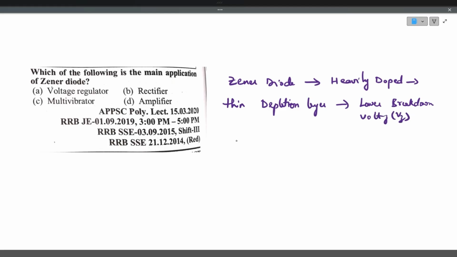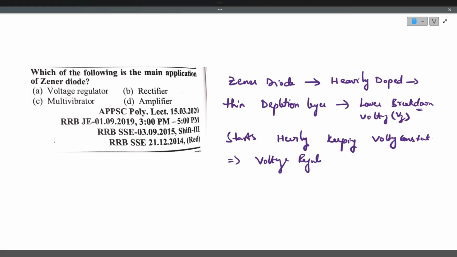Whenever the reverse bias voltage applied across the Zener diode reaches this breakdown voltage, it starts conducting very heavily, keeping the voltage across it constant. This constant voltage nature makes it usable for voltage regulation purposes. So it is used as a voltage regulator. This is the major application of the Zener diode. So the answer is option A.